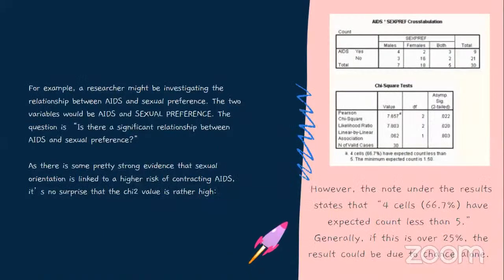For example, a researcher might be investigating the relationship between AIDS and sexual preference. The two variables would be AIDS and sexual preference. The question is: is there a significant relationship between AIDS and sexual preference? As there is some pretty strong evidence that sexual orientation is linked to a higher risk of contracting AIDS, it's not surprising that the G value is rather high.